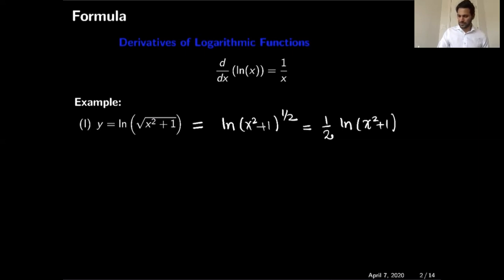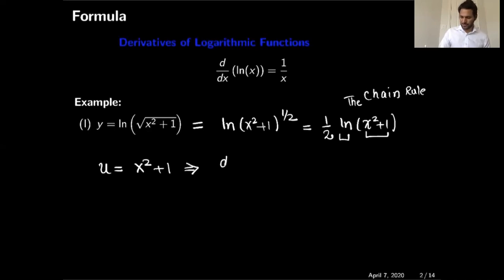As we can see, this function is the composition of the function x square plus 1 and natural log of x. And x square plus 1 is sitting inside of the natural log. So we have to use the chain rule to calculate the derivative of this function. So to use the chain rule, I will make the substitution u as the inside function x square plus 1. And I will calculate the derivative of this function. This will be du over dx, which will give me 2x.